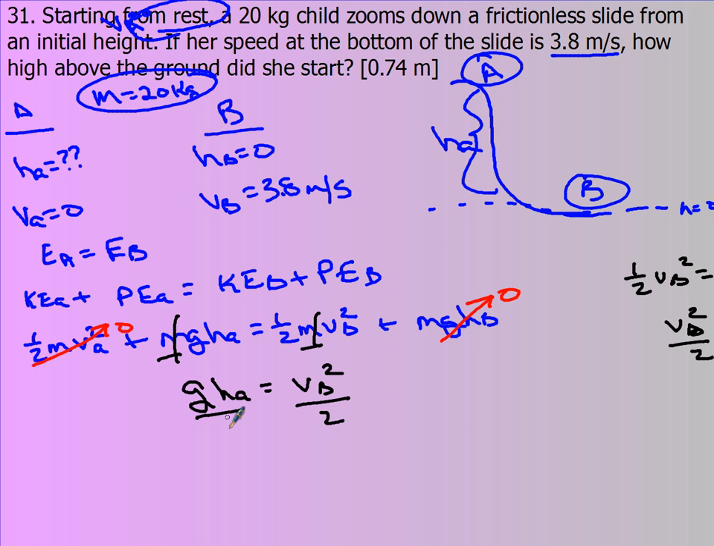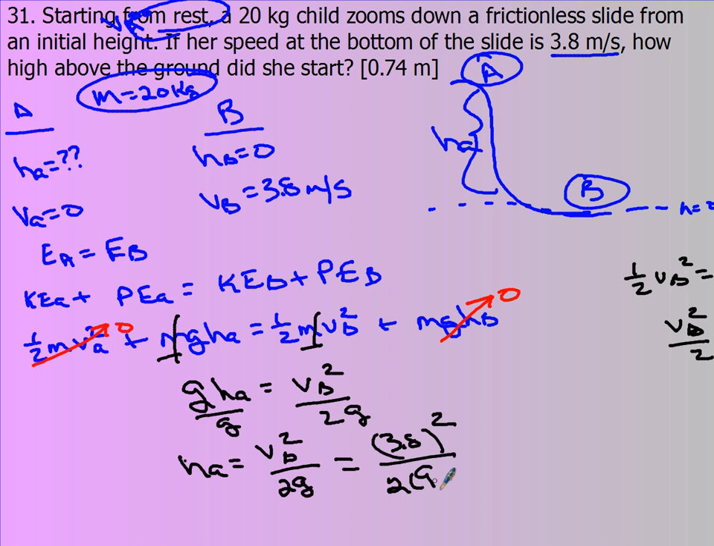So for hA, I need to divide both sides through by g. So the height at A is the velocity at B squared divided by 2g. Now we can plug in. This is 3.8 squared divided by 2 times 9.8. Go on and multiply these out. All right, 3.8 squared is 14.44. Okay, 2 times 9.8 is 19.6. 14.44 divided by 19.6 is 0.74 meters.